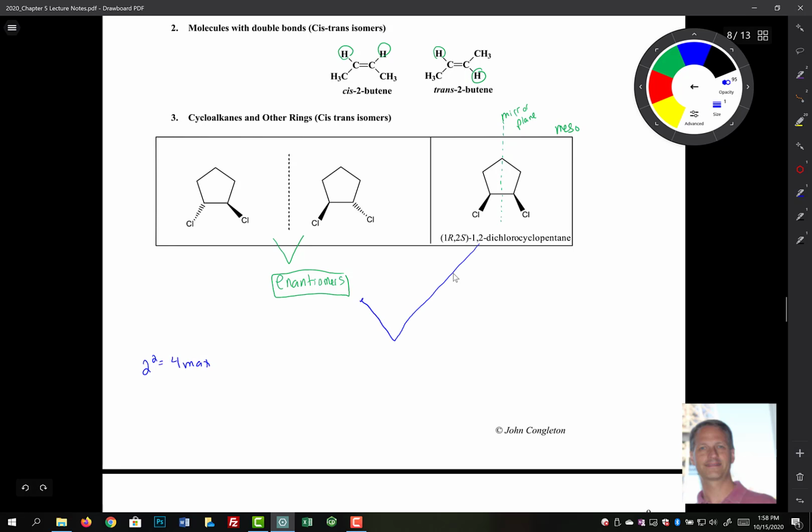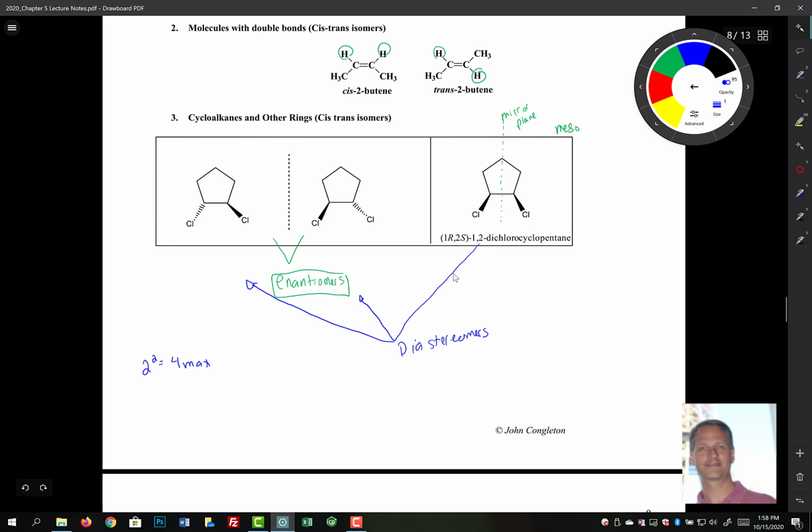So the relationship between this and both of these guys, these are diastereomers of each other. So diastereomers are simply groups of stereoisomers that are not enantiomers of each other. That's all that means there.